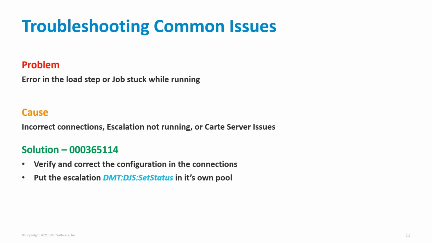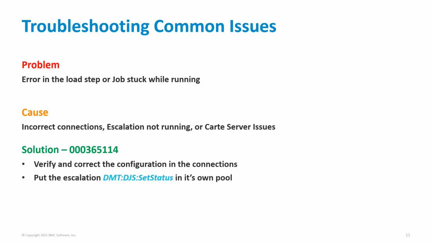Now let's have a look at another common issue which usually comes up in the Helix ITSM space: error in the load step or job getting stuck while running. There are many causes to this problem, but the most common ones are incorrect connections, escalation not running, or Carte server having some issues. Incorrect connection comes whenever the job which was run locally using client gateway connections is now being run from the console, and the connection configuration has not been updated accordingly.